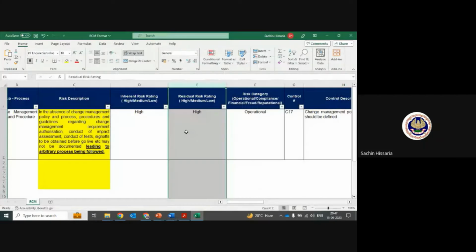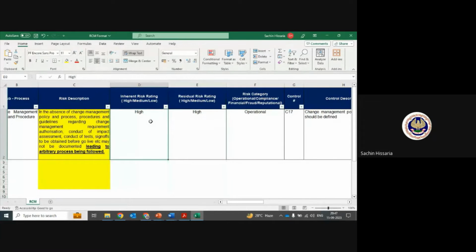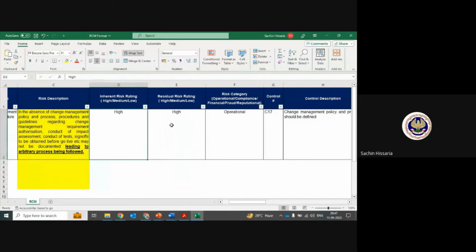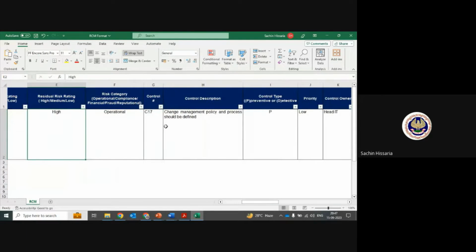So as an auditor, this is my judgment that for this particular control, inherent risk is high. What would be the residual risk? Residual risk is something which will remain even after applying the control. So I am saying that this is my judgment that residual risk is high. Okay, so these are the columns.